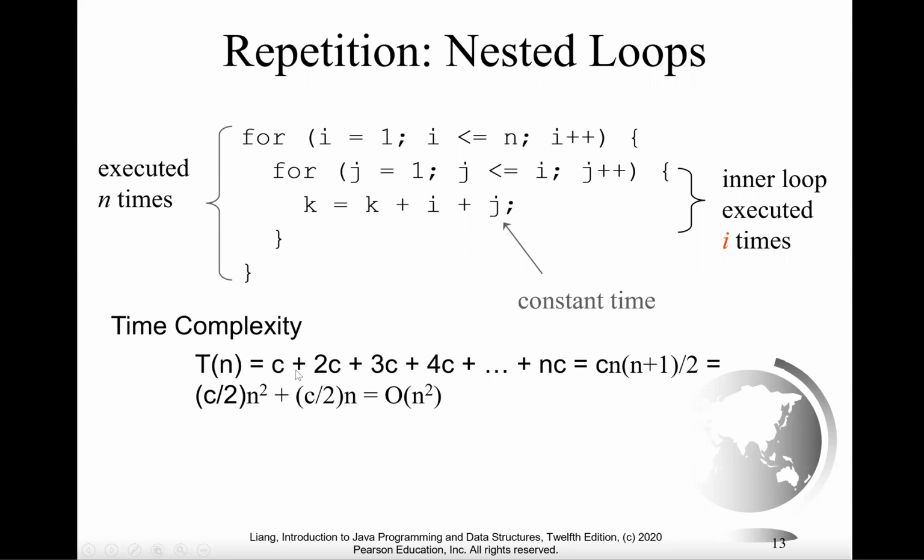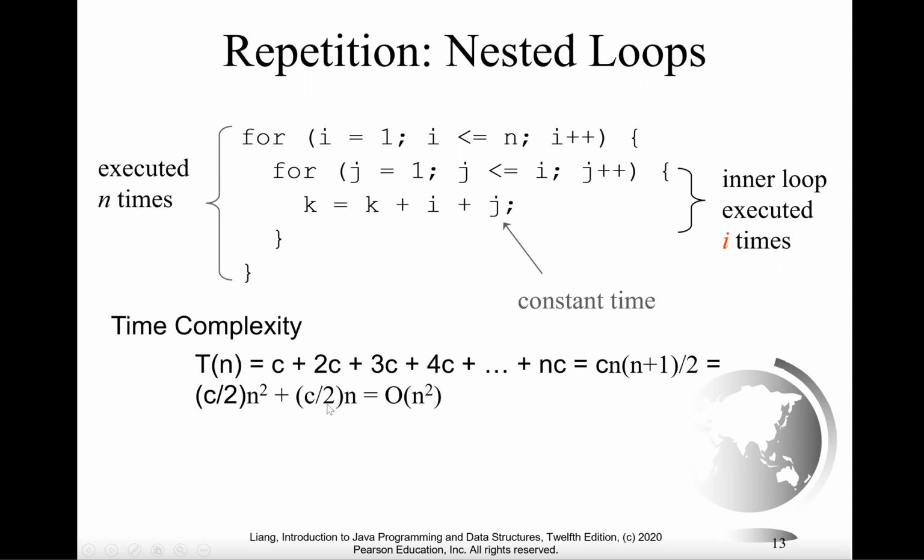If i is 1, this is 1 time. If i is 2, this is 2 times the constant c. If i is 3, just 3, and 4, and all the way here. The last one is i is n, so this is n times c. Add all this together, summation, and you can see this is what we have.